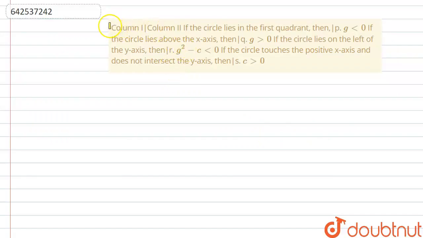Hello everyone, in this problem we are given two columns, column 1 and column 2, with some statements in column 1 and some options in column 2. Column 1 contains the first statement that says if the circle lies in the first quadrant, then, and column 2 has the first option P, that is G less than 0.